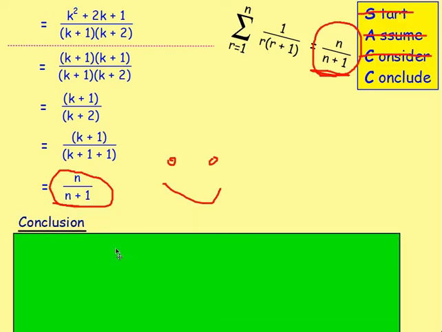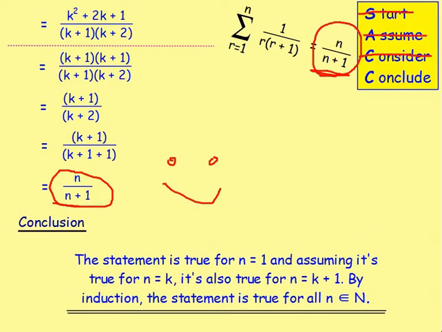So the conclusion, you just go through all of these steps. So what did you do? Well, we looked at n equals 1, first of all. So you can say the statement is true for n equals 1, and assuming it's true for n equals k, it's also true for n equals k plus 1. We just proved that. So by induction, the statement is true for all n belonging to the natural numbers. Remember this very last part, you just get that from the question. The question said to prove it's true for all n belongs to the natural numbers. So just take that from there. Well done. That's example 7.